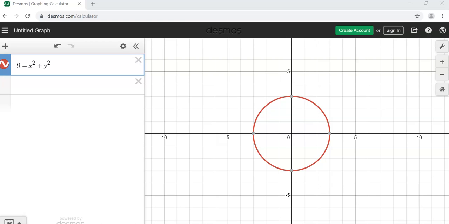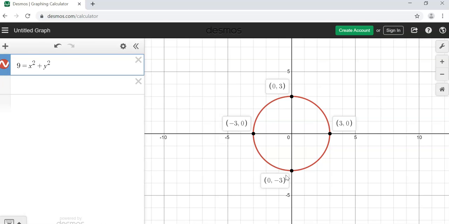Let's have a look at the center. The center is still at the origin, still at 0, 0. And the edges should now have changed to reflect that the radius is equal to 3. So we've got one edge at 3, 0, one edge at negative 3, 0, one edge at 0, 3, and one edge at 0, negative 3. So we can use this information to help us sketch a circle.